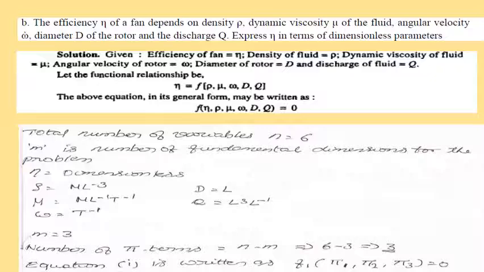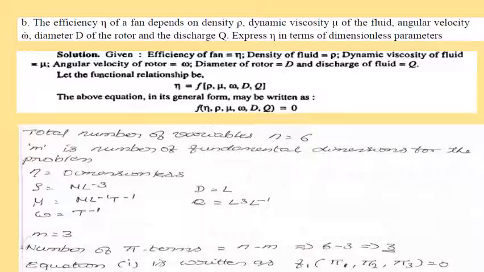Here is one problem. The efficiency of the fan depends on density rho, dynamic viscosity mu of the fluid, angular velocity omega, diameter d of the rotor, and discharge Q. Express efficiency in terms of dimensionless numbers. See the solution here. The efficiency of the fan is eta, density of the fluid is rho, dynamic viscosity of the fluid is mu, angular velocity of the rotor is omega, diameter of the rotor is D, and discharge of the fluid is Q.